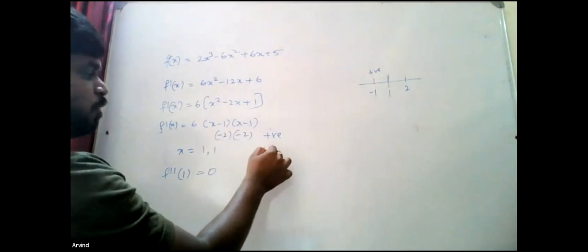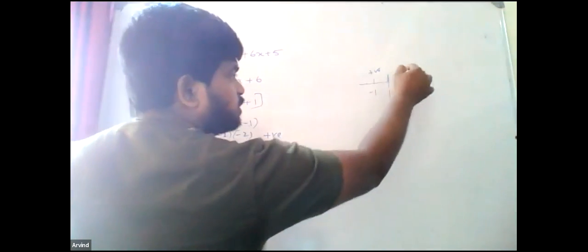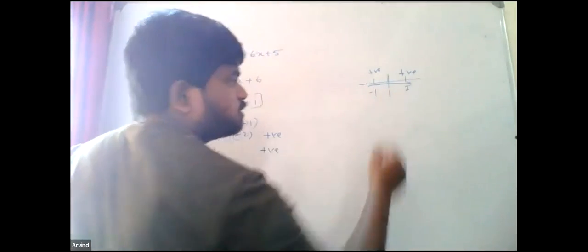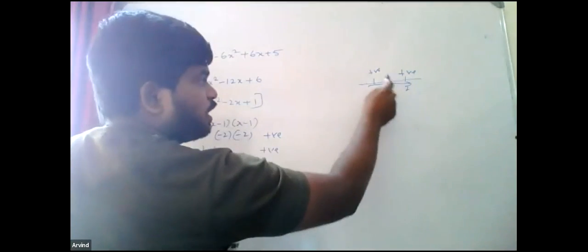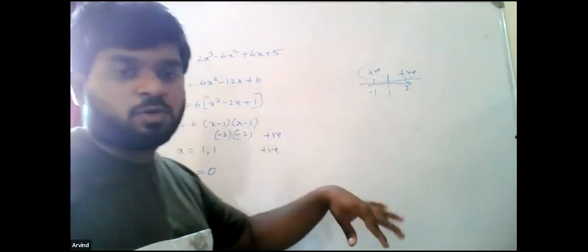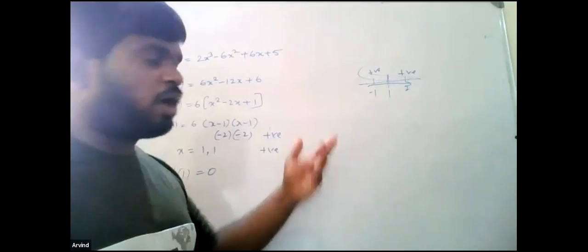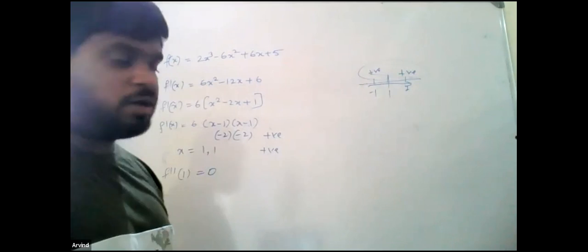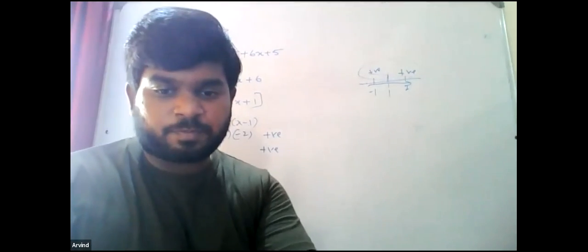2 minus 1 is 1, 2 minus 1 is 1. Again you are getting positive itself. So this side positive, this side positive. As x is going through this point, it is not at all changing the sign. If it is changing the sign, then you will get maximum or minimum. But you are not getting it, the sign is not changing, right? Therefore it is neither maximum nor minimum. So this one example you can remember.